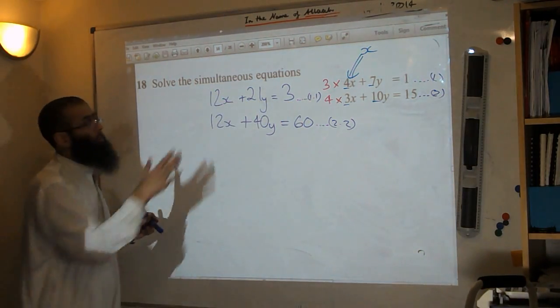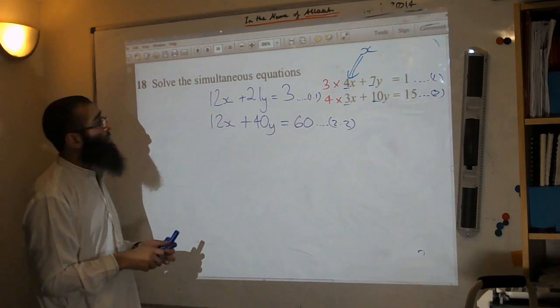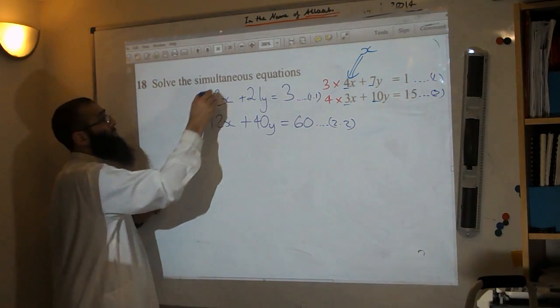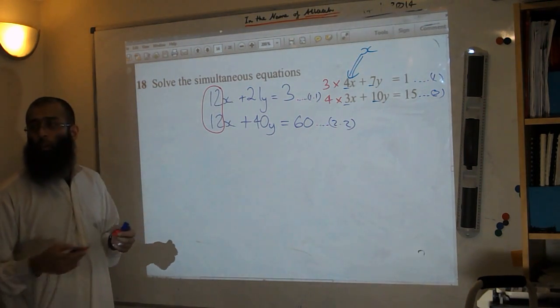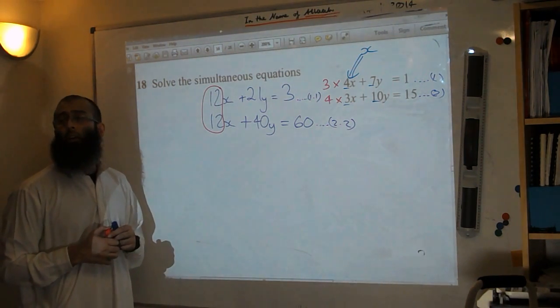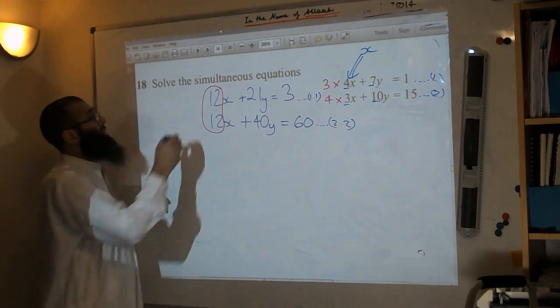Okay, so this is what we're going to be working on now. Okay, Taba, you with me so far? Yeah. So we're looking at these coefficients of x here, and now that they are equal, we are much more happy. We can eliminate them by subtraction.